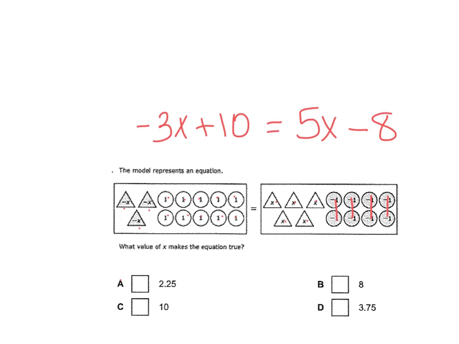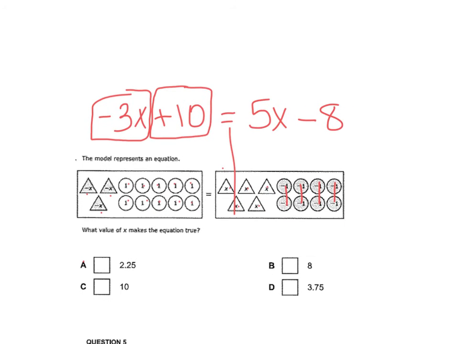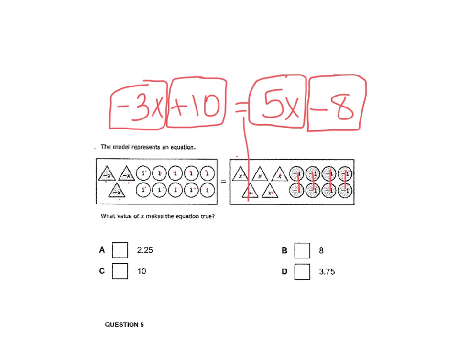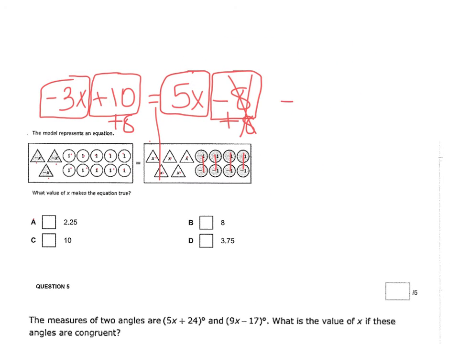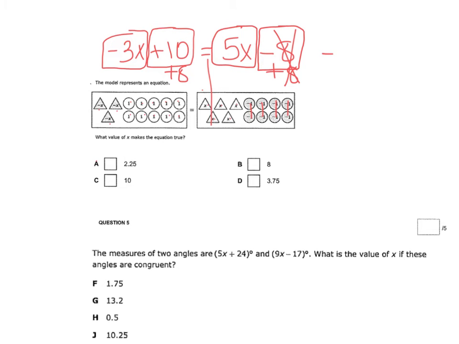8. Okay. So I'm going to go ahead and box in everything I have: my negative 3x with the signs that come right before it, positive 5x, and negative 8. I'm going to go ahead and move my negative 8. I'm going to get rid of it by adding it, and then I'm going to rewrite it down here.